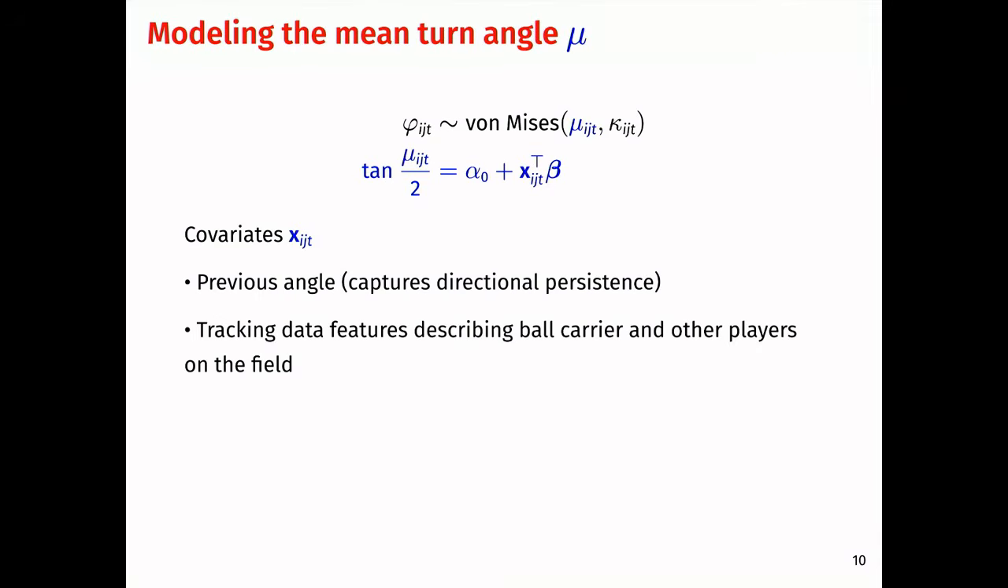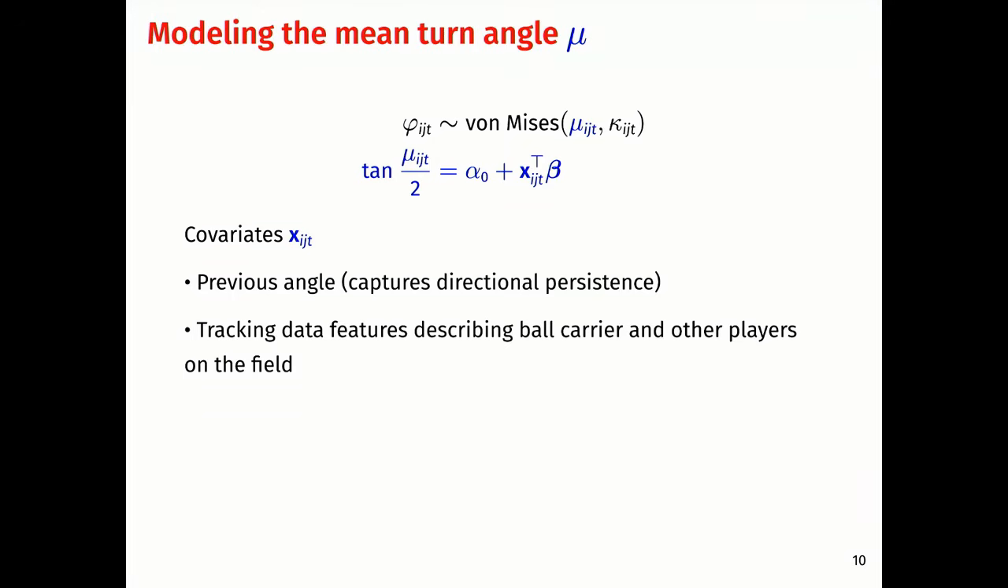First, to model the mean turn angle mu, we condition on different covariates x_jt as fixed effects, including the turn angle from the previous time point. This effectively captures the notion of directional persistence, as players might make successive turns in a similar manner. We also have different tracking data features describing the ball carrier and their relationship with other players on the field.